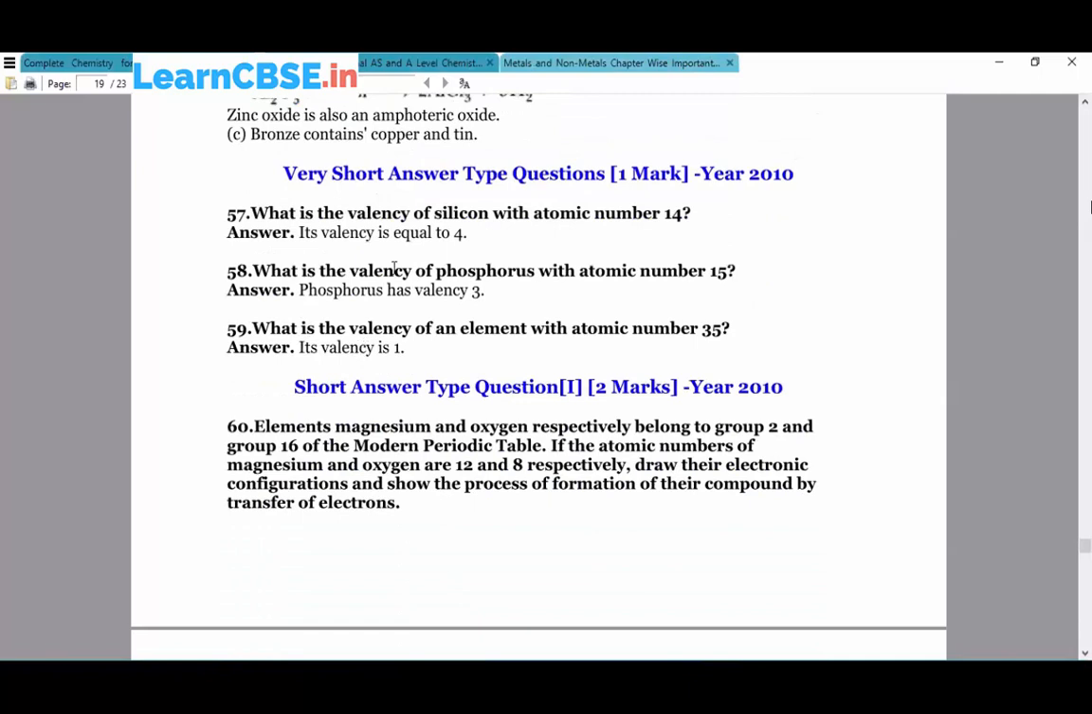What is the valency of silicon, which has atomic number 14? So its valency is 4. What is the valency of phosphorus with atomic number 15? It has a valency of 3. What is the valency of an element with atomic number 35? It is present in group 17, so its valency is 1.